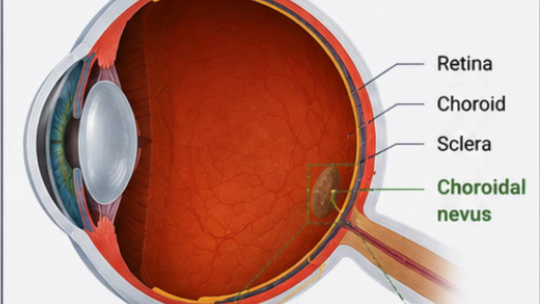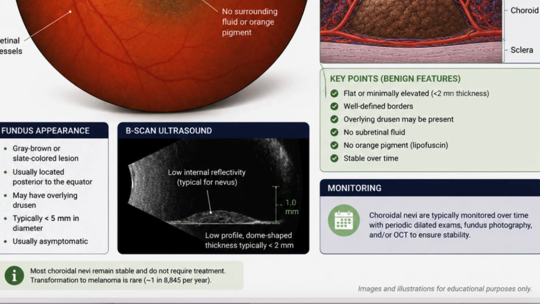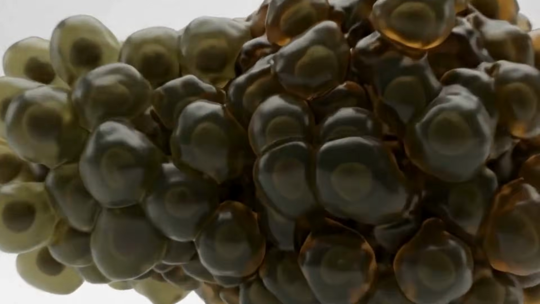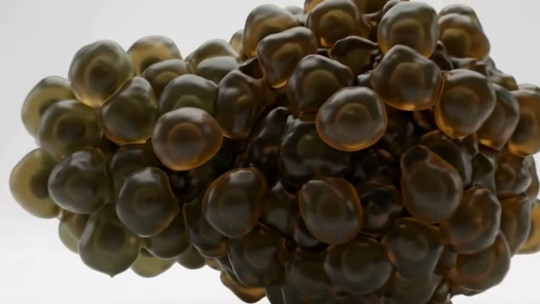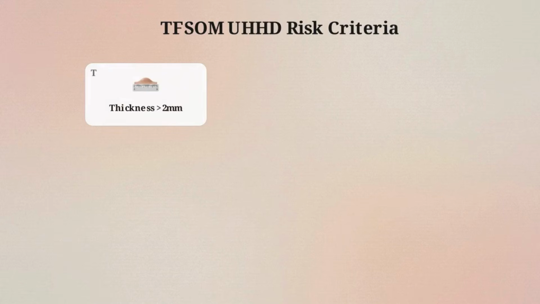This image shows a typical choroidal nevus, a flat greenish-brown pigmented lesion near the optic nerve. Note the diagnostic hallmarks: entirely flat, under 5 millimeters in diameter, with a complete absence of associated blood vessels. The clinical tension lies in objectively quantifying exactly when a stable cellular cluster like this begins to transform into a malignant threat. To calculate that risk, oncologists use a specific framework known as the TFS-OM-UHD criteria.